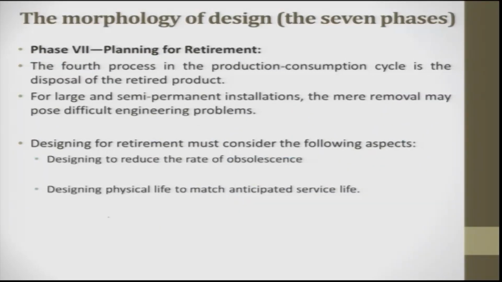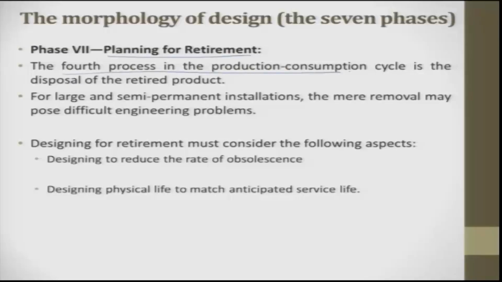So, phase 7 is the planning for retirement. After the product has finished its life or its performance, now what do I do with the product? For example, I told you about the batteries. The life of the battery is over. So, now what do I do? How do I discard it? That is the important thing. So, the fourth process in the production consumption cycle is the disposal of the retired product.